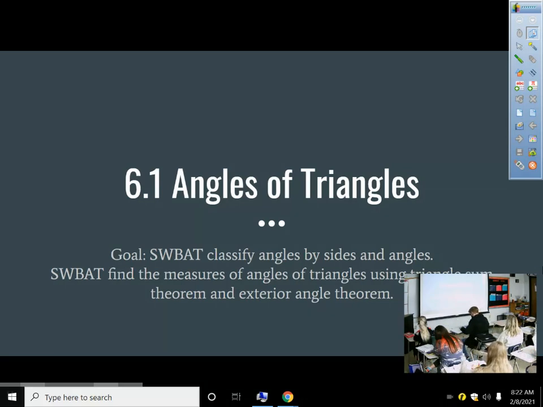All right, so we're starting chapter 6 today, 6.1 angles of triangles. This first part we're going to go through quickly because you've already been doing this all the way back to elementary school, middle school. Students will be able to classify triangles by sides and angles. And students will be able to find the measures of angles of triangles using the triangle sum theorem and exterior angle theorem.